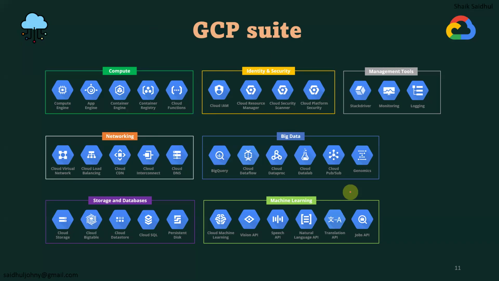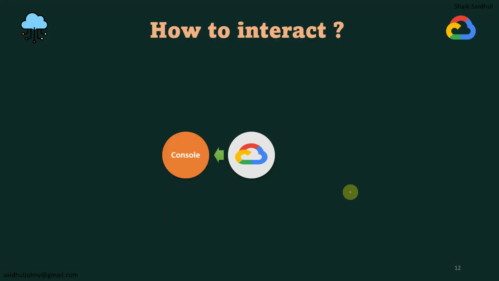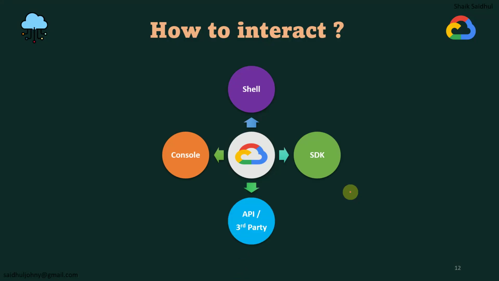Sir, if I wanted to interact with any of the services, how to do that? How to interact with the GCP services? To interact with the GCP services, there are four methods. I'm going to tell you four methods. The very first method we call it a console. The second method is Cloud Shell. The third method to interact with the GCP services is Cloud SDK. Fourth method is APIs and third-party tools. So these are the four methods to interact with the GCP services.